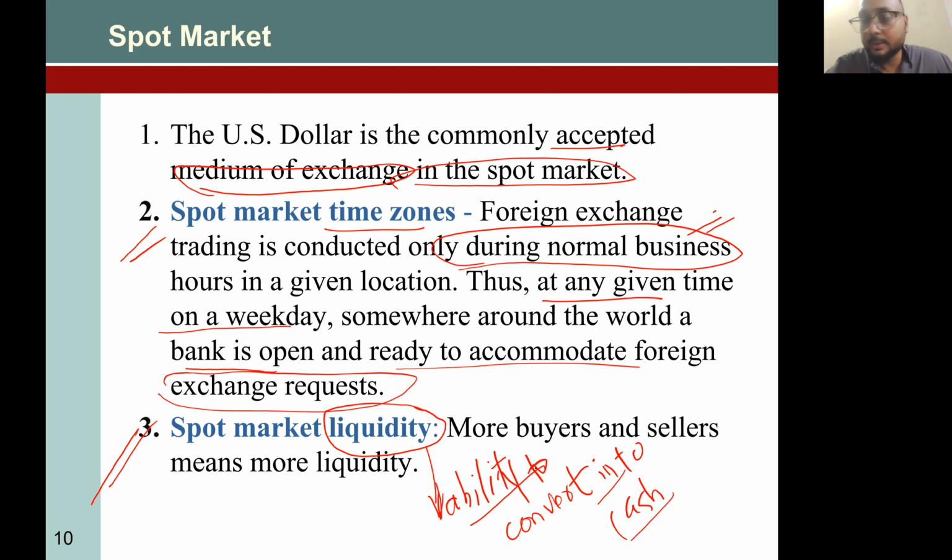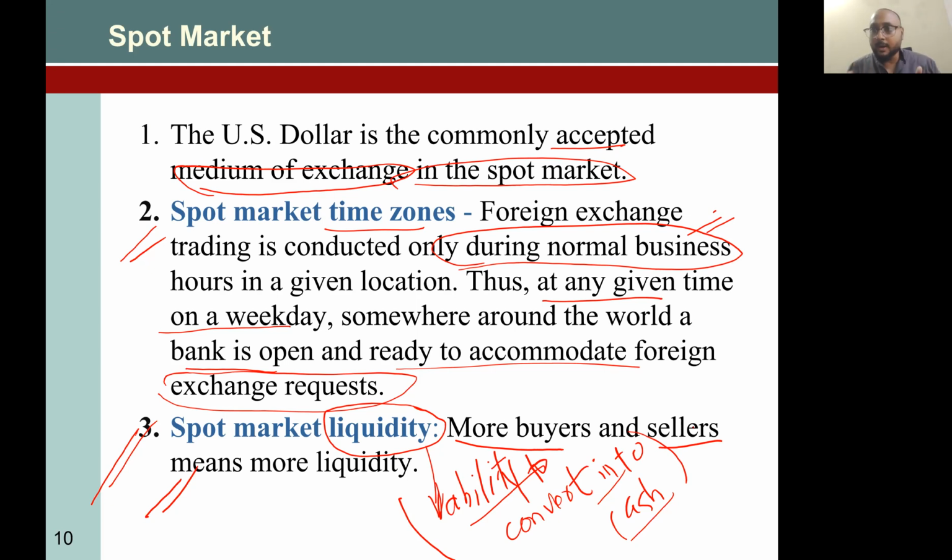We call this liquidity. So remember, in the spot market, everybody is dealing on an immediate basis, in a hurry or something. So they have more liquidity, right? Liquidity means if you have dollars, yuan, euros or pounds, you just present it, receive your local currency and go. So in the spot market, when there are more buyers and more sellers, the chances of being able to convert into cash are higher. So spot market liquidity is higher with the presence of more buyers and more sellers.